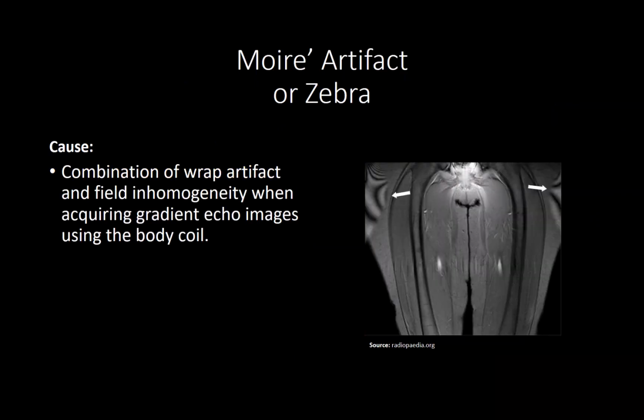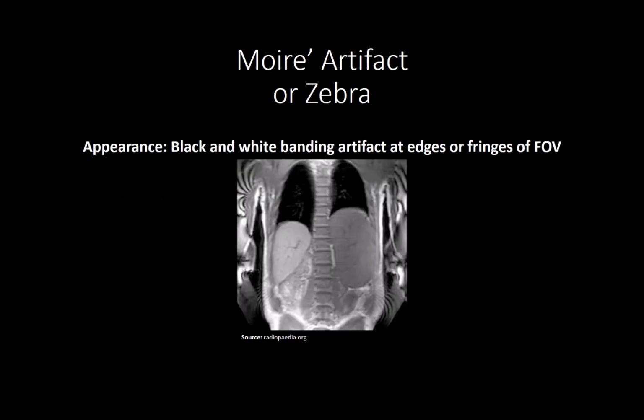Moiré or zebra artifact. This is caused by a combination of wrap artifact and field inhomogeneity when acquiring a gradient echo image using the body coil. This artifact occurs in the phase and frequency direction. This artifact appears as black and white bands at the edges or fringes of the field of view. So you can see how it gets its name, zebra artifact. This occurs with gradient echo pulse sequences with large fields of view.